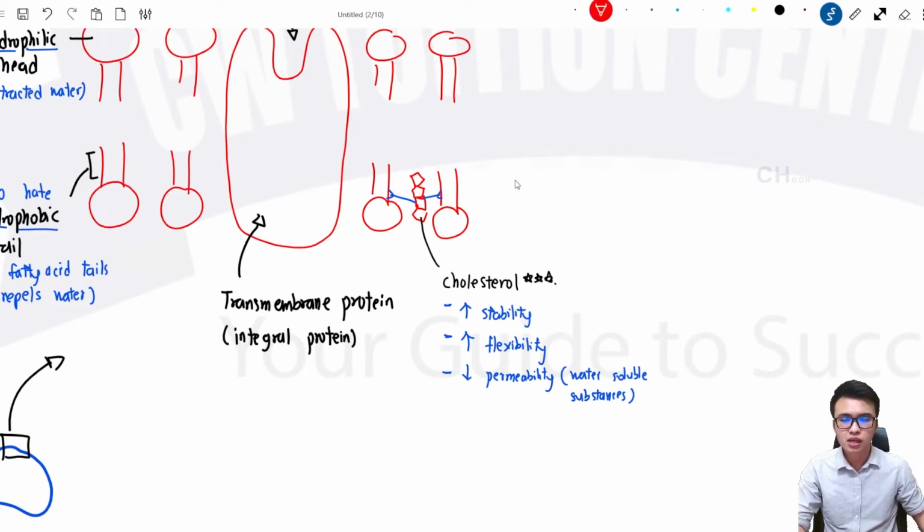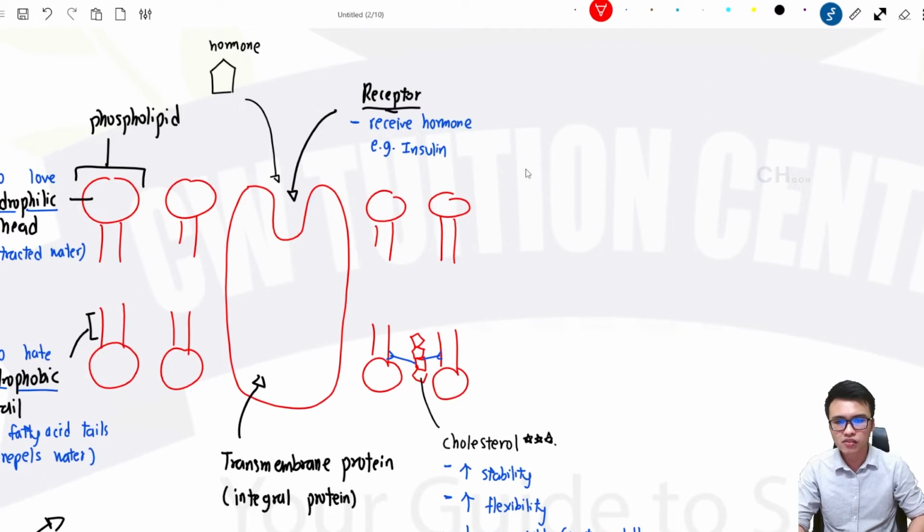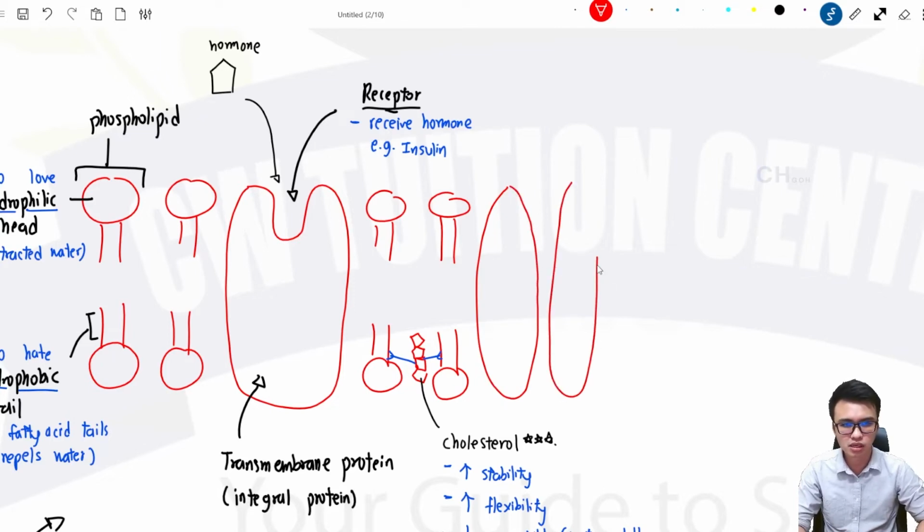All right, next we have another type of protein. I call it a longang protein, guys, because it has a longang, a hole, in the middle. So this is the protein, and it has the longang in the middle, like this.